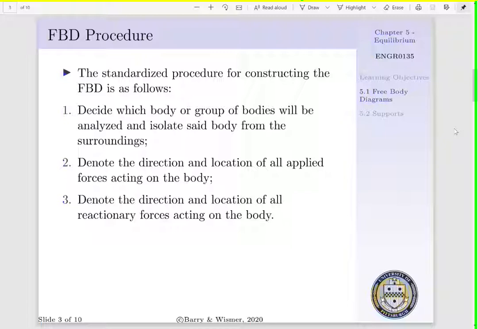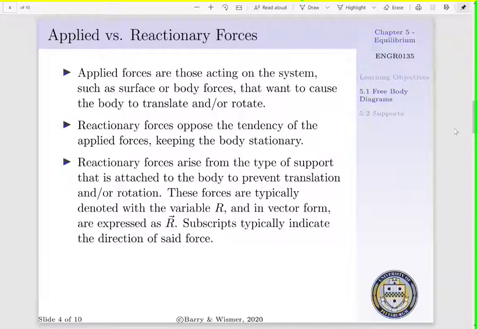Now note, applied and reactionary forces differ. That is, applied forces are those acting on the system, and applied forces can be surface forces, either a point load or a distributed load, or body forces, such as gravity. And these applied forces want to cause our body to translate and/or rotate. Now, reactionary forces are what arise from our constraints, and these oppose the tendency of our applied forces to cause our body to translate and/or rotate.